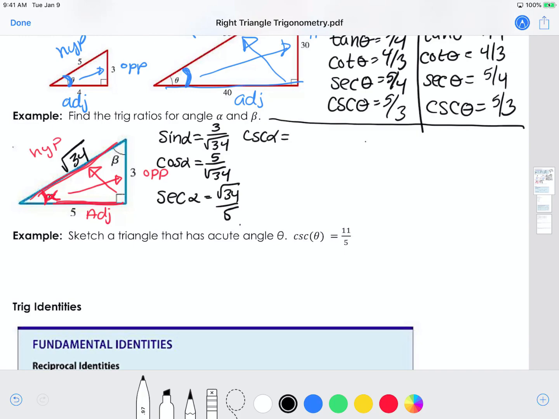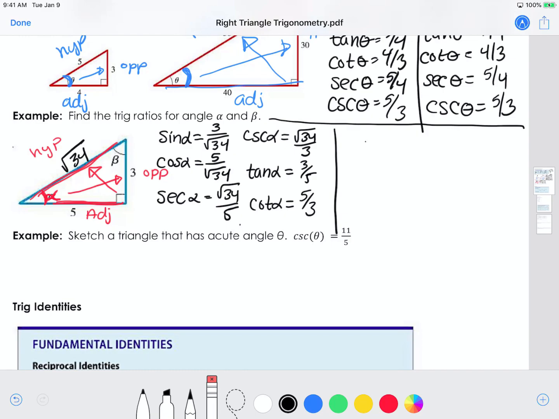Cosecant of alpha is going to be the hypotenuse over the opposite, so that's going to be the square root of 34 over 3. Then we have tangent of alpha. Tangent is opposite over adjacent, so that's going to be 3/5. And cotangent is adjacent over opposite, so that's going to be 5/3. So these are all of our trig ratios for the angle alpha.